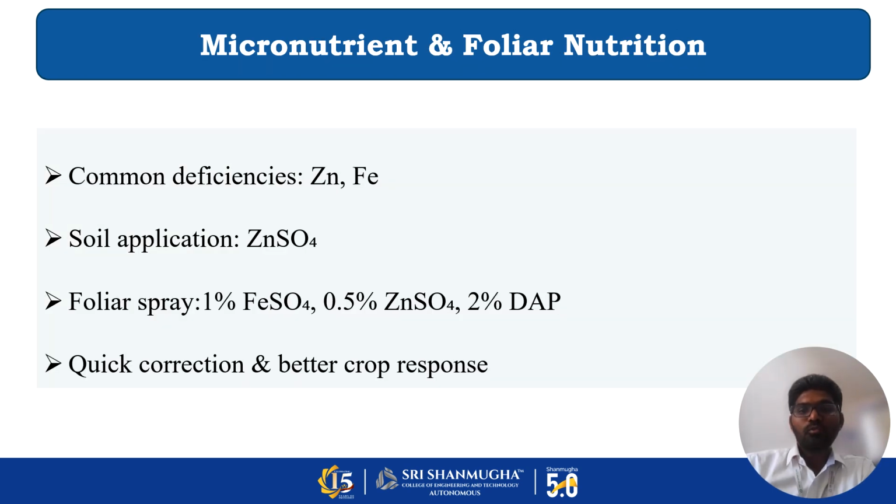Micronutrients and foliar spray nutrients enhance the nutrient use efficiency. The common deficiencies are zinc and iron. The soil application is zinc sulfate, and for the foliar application, 1%, 2%, 0.5% solutions can be applied. This helps in quicker correction and better crop response.